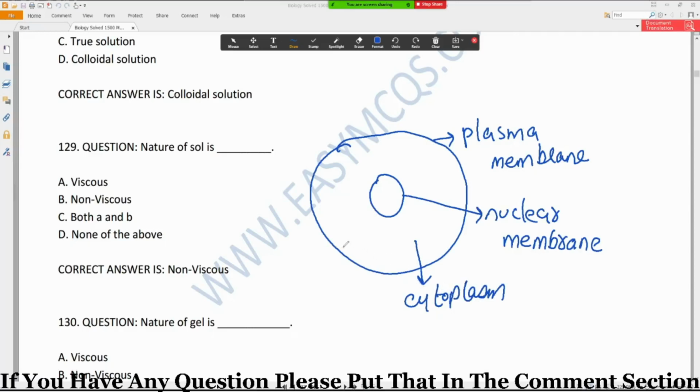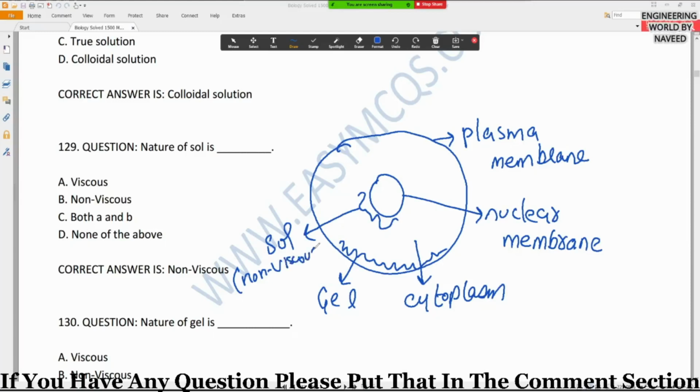So here near the plasma membrane we have gel-like, viscous material which we call gel, and near the nuclear membrane we have non-viscous material which is called sol. So near the nuclear membrane we have non-viscous material, and near the plasma membrane we have viscous material which is called gel. Sol is the non-viscous material of cytoplasm, and gel is the viscous material of cytoplasm.